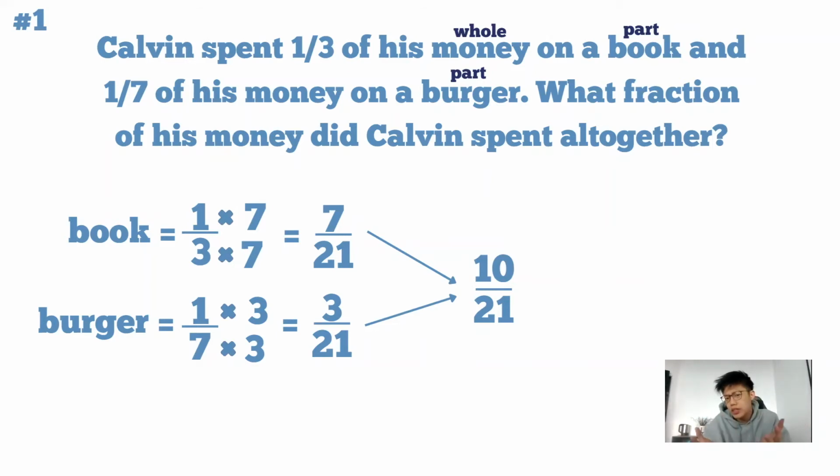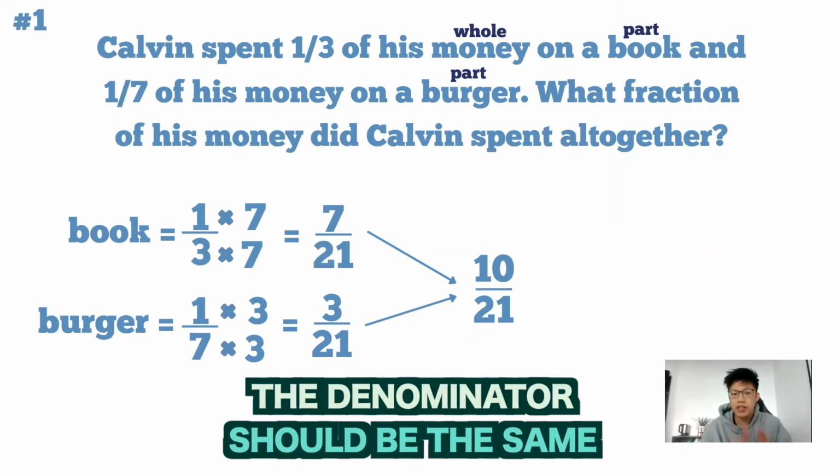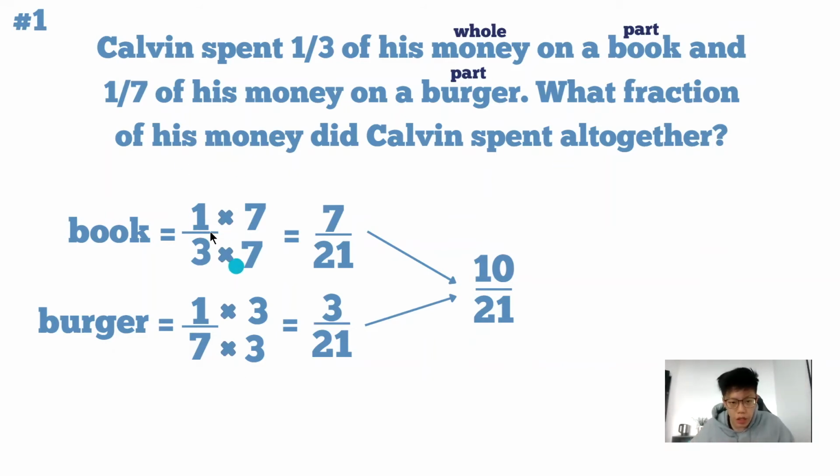So why should the denominator be different? The denominator should be the same. So that is the reason why I made the denominator the same. Can you see that? So 1 over 3 and 1 over 7, the common multiple for 3 and 7 is actually 21. So therefore, I times 7 to my 3, and when I do something to the bottom, I must do something to the top. And for burger, it's the same thing as well. I times 3 to the denominator. When I do something to the bottom, I must do something to the top.